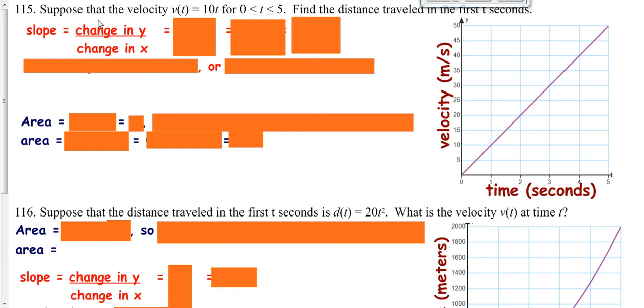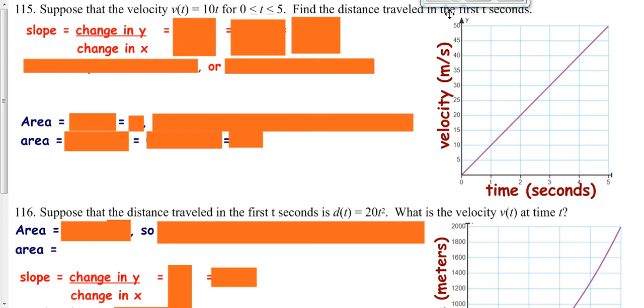So here we're supposed to go ahead and look at our velocity curve, which is 10t, which you know is the slope of a line of 10, y-intercept of 0. So we have that graph down here. We have our time, we have our velocity, we have appropriate units, and it says go ahead and find distance.